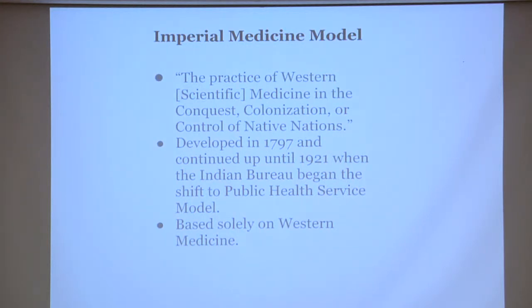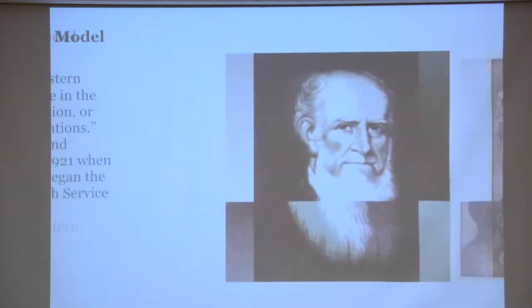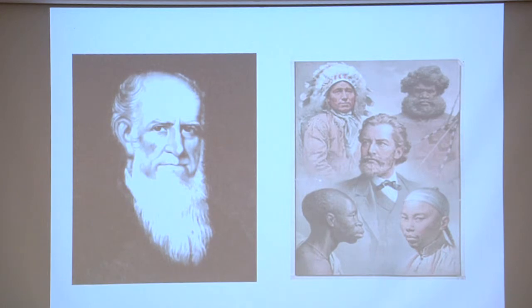The model is defined as the practice of Western scientific medicine in the conquest, colonization, or control of native nations. This was the predominant way that medicine was viewed until the public health service model in the early 1900s. This class kept drawing back upon the way that the craniologists and phrenologists used science as a mode of justification for colonization. And before the scientific experts began their studies, U.S.